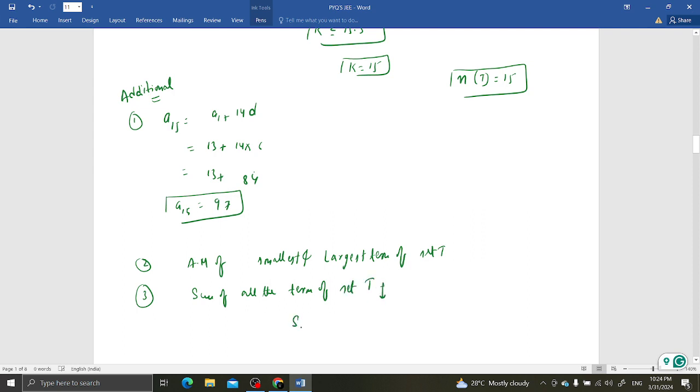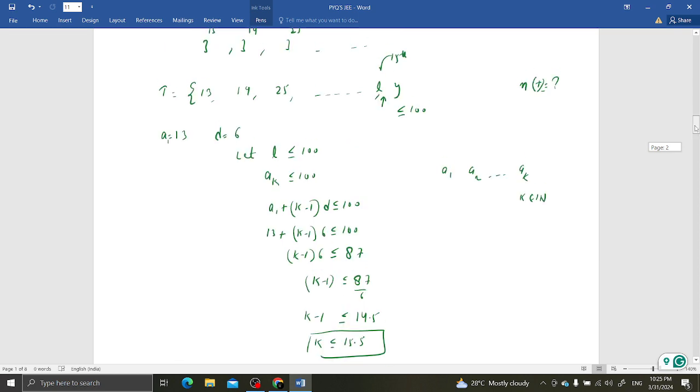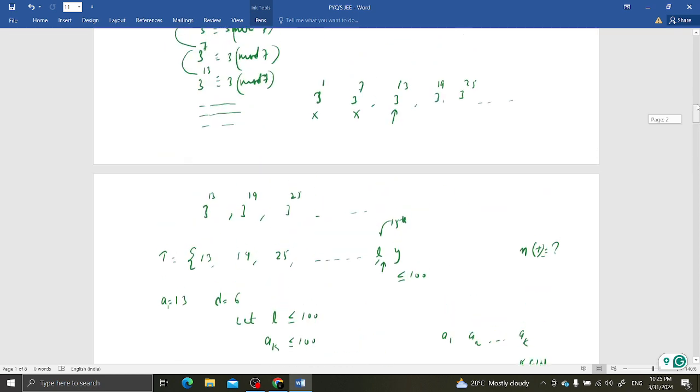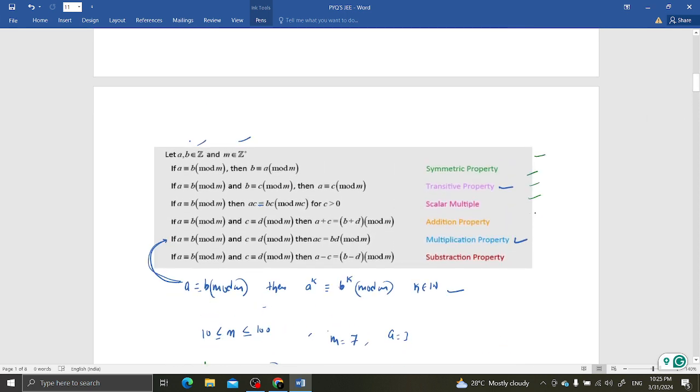Then how can we find it? We can find S15, because it is an AP. The formula for the sum of the first n terms is n by 2 times (2a plus (n minus 1) times d). We can apply it and get the answer here. I think they will ask questions like that. You can generalize this question more. I hope you understand it. If you have any doubt, you can comment. But before proceeding with this question, you need to recall all these properties, because they may make some different question on the basis of them.